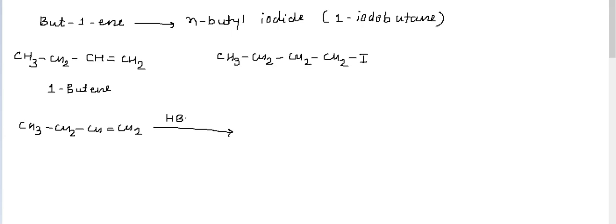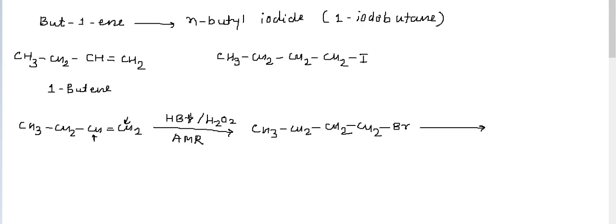can take help of HBr in presence of H2O2. So we can apply anti-Markovnikov's rule, and this Br will get attached to the carbon which contains more number of hydrogen atoms as per anti-Markovnikov's rule. So CH3 CH2 then CH2, because we are going to add this hydrogen to this carbon and this bromine to this carbon. So CH2 and Br. Okay, so we have done this addition.